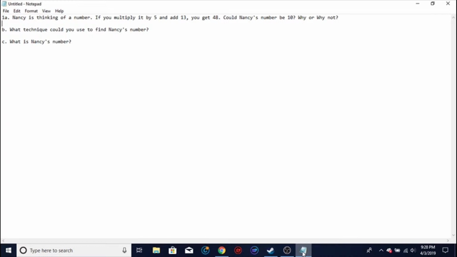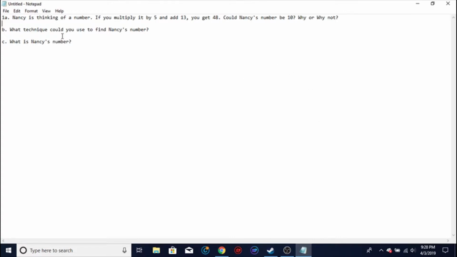Now today we're going to be solving problem set 1.2 number 1, which, as you can see, is a three-part question. It says Nancy is thinking of a number. If you multiply it by 5 and then add 13, you get 48. Could Nancy's number be 10? Why or why not? What technique could you use to find Nancy's number? And finally, what is Nancy's number?